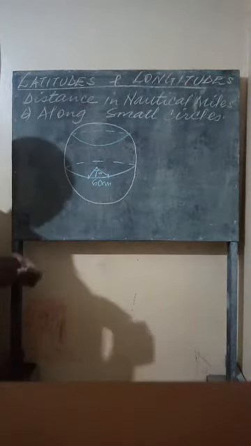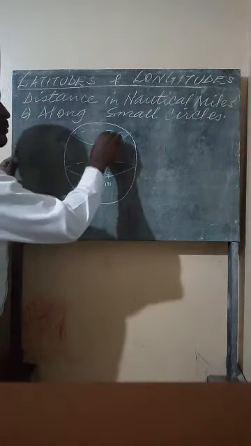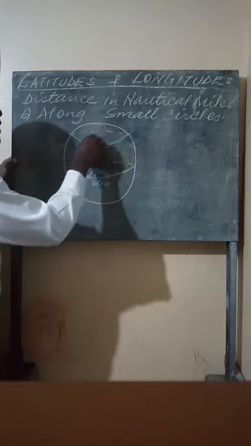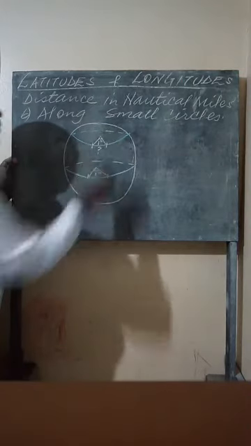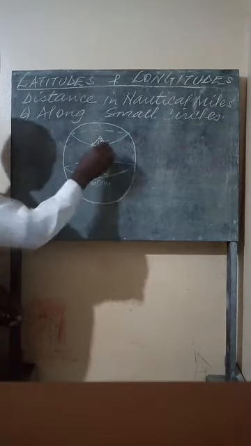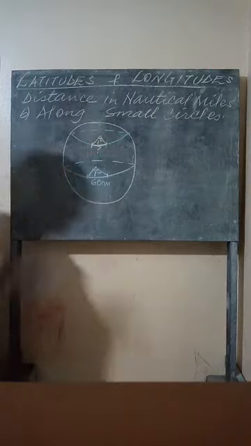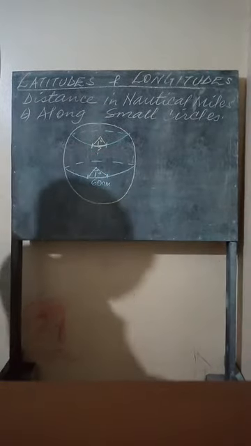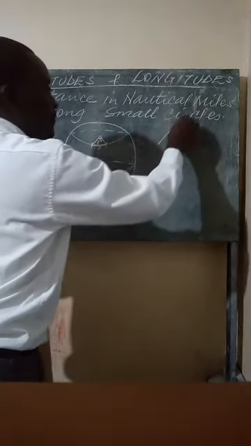So we ask ourselves, how about a small circle? How many nautical miles will subtend 1 degree at the center? Because that is now going to help us know how many nautical miles are here. So I'm going to pull out two sectors here. The first one is on the small circle and the other one is on the great circle. So the first one is here, which looks like this.